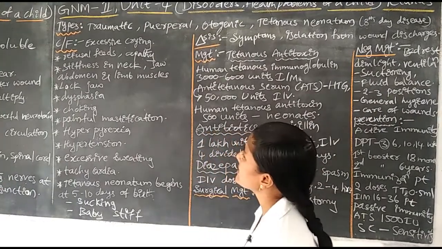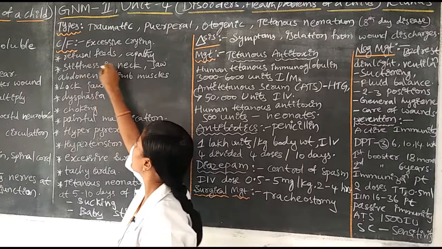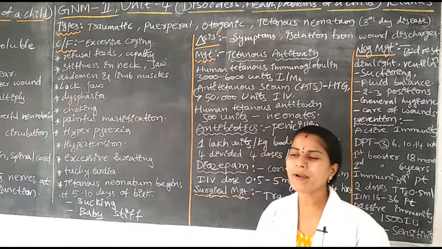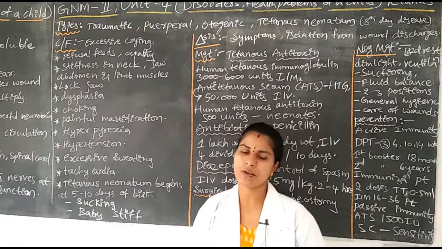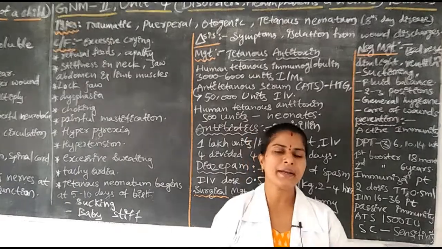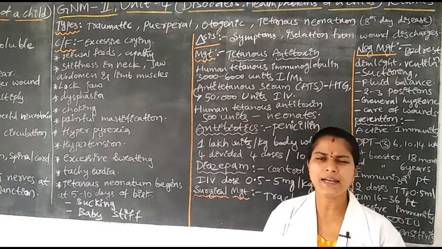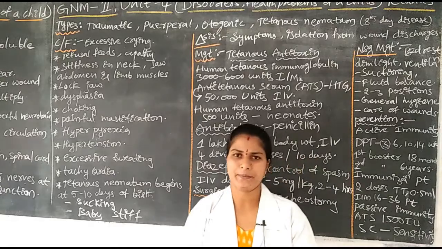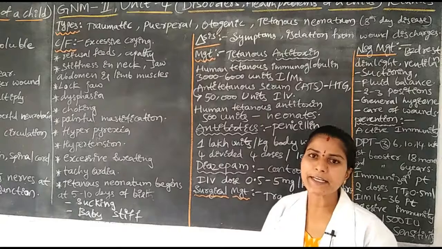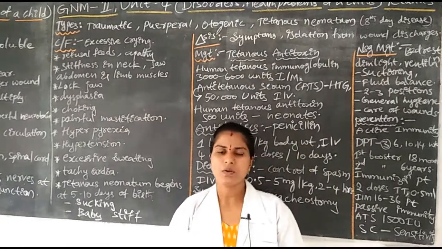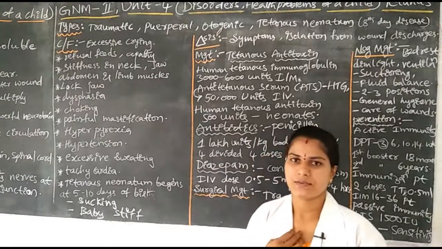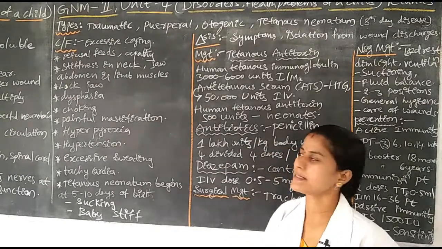Next, another symptom is stiffness in the neck. In a normal healthy child, the movements of the neck should be normal. They do rotation, moving left side, right side, back, forward. The neck movement should be there in healthy children, but children affected by Clostridium tetani bacteria do not do any neck movements. The neck becomes stiff.